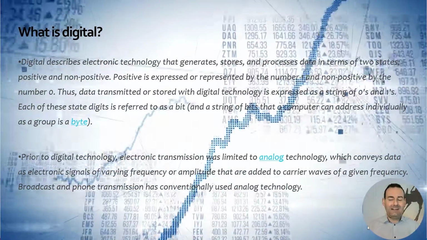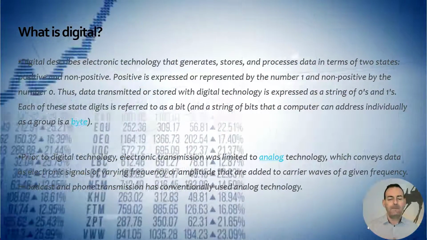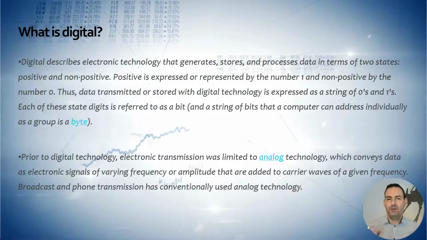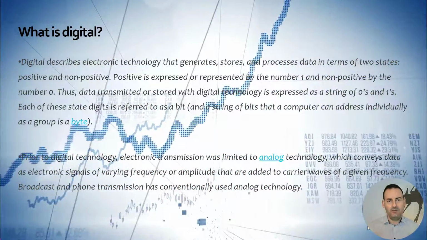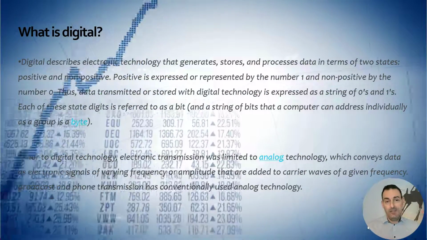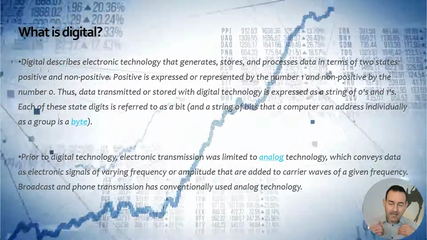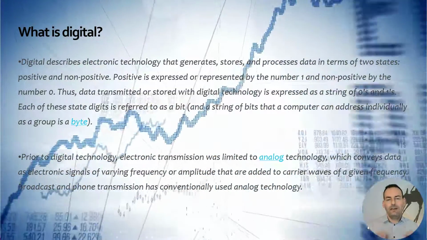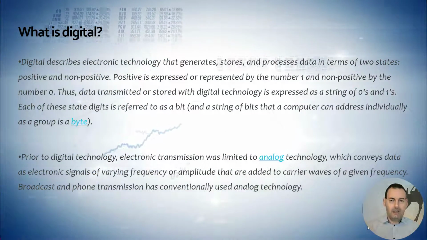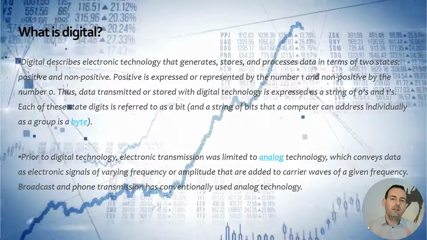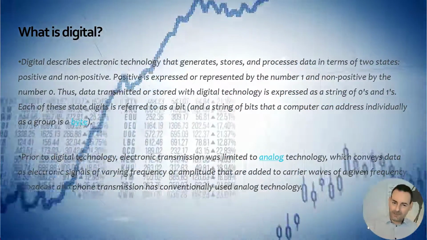Now prior to this we had analog technology, which was basically data being conveyed in electronic signals done by varying frequency or amplitude of carrier waves. So you had broadcast and phone transmission, or you had TV, the old days with an aerial. It's waves coming in, and radio waves coming in, being decoded and broadcast. So that was analog, and now everything is 0 and 1 through wires and online, and stored on databases and disks, and that is digital. So now we know what we're talking about.